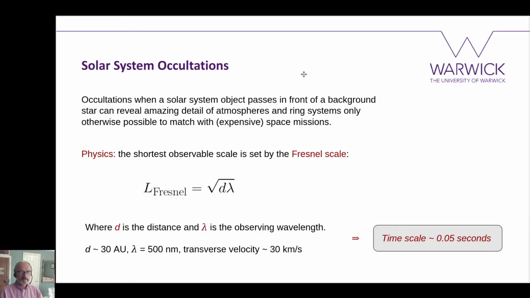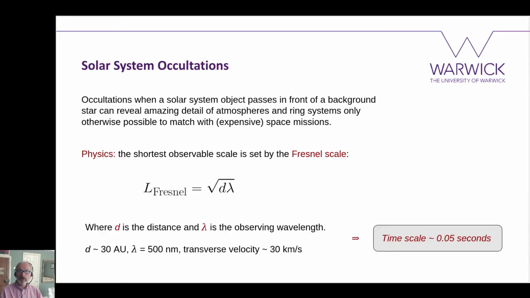Here's another use of high-speed observations, different from all the others. It's what are called solar system occultations. So, for example, if a moon of a planet, or a planet itself, or an asteroid passes in front of a background star, and you can measure the flux variations, you can get very exquisite constraints upon the size of the moon, planet or asteroid, and exactly how it's moving.